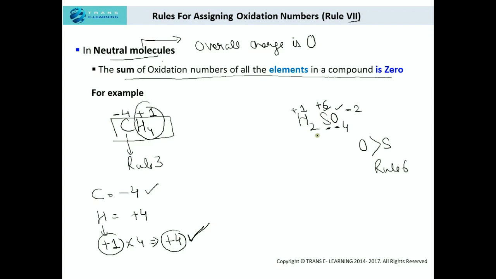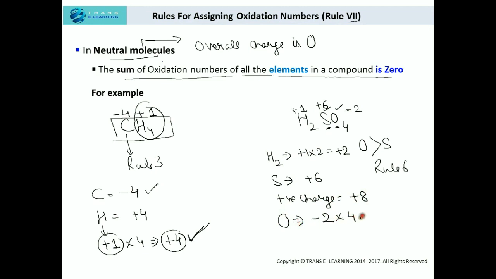So now if we calculate the overall oxidation number of hydrogen, it will be +1 into 2 atoms. This will be +2. The sulfur will be +6. So the total positive charge is +8. And if we calculate the total negative charge, oxygen has a charge of -2 and there are 4 atoms, so it will be -8. So if you see here, the total negative charge is equal to the total positive charge. So the sulfuric acid molecule is an overall neutral molecule. That means the overall charge is 0.